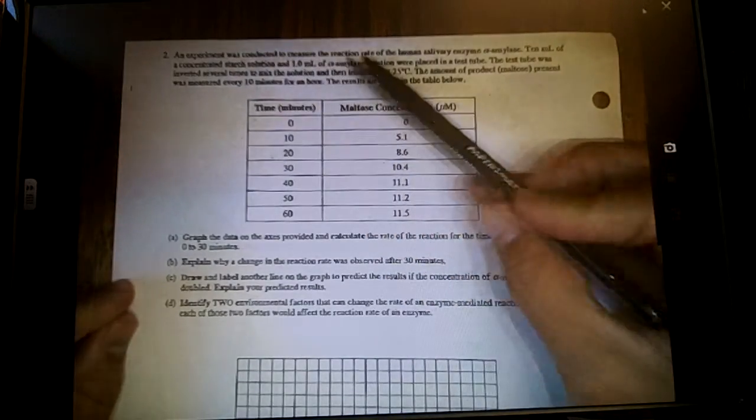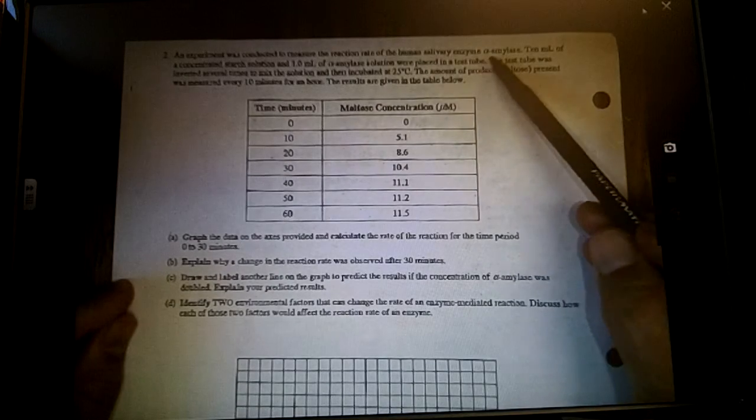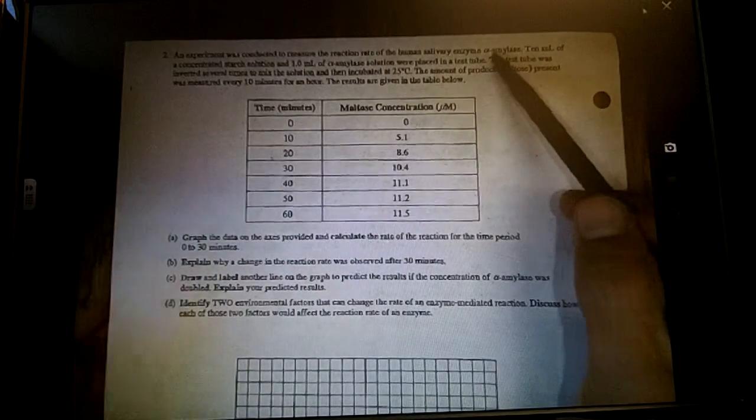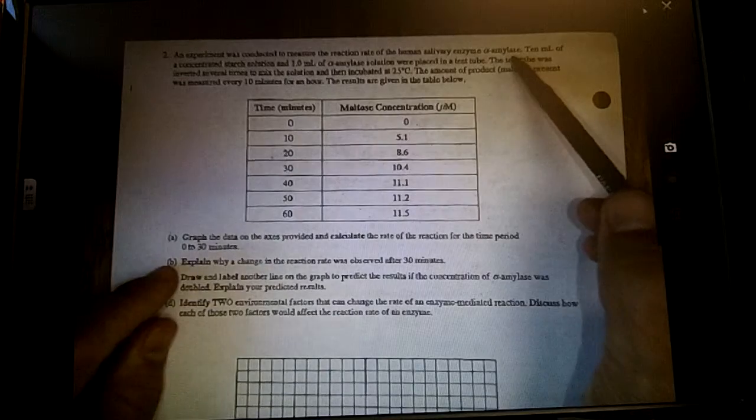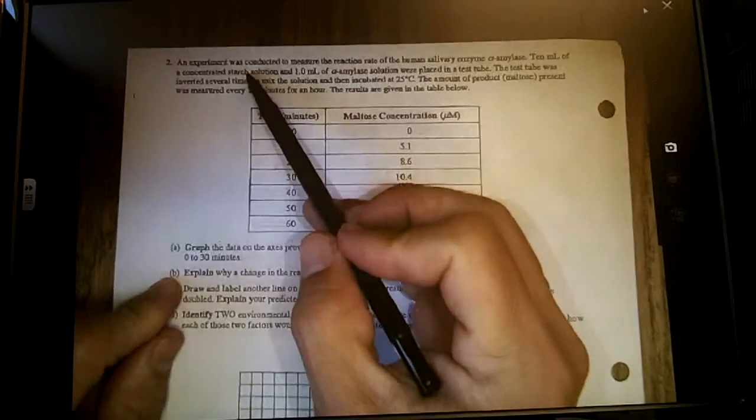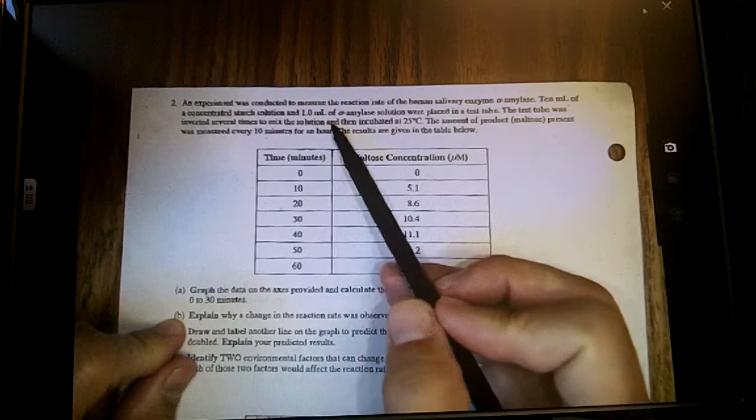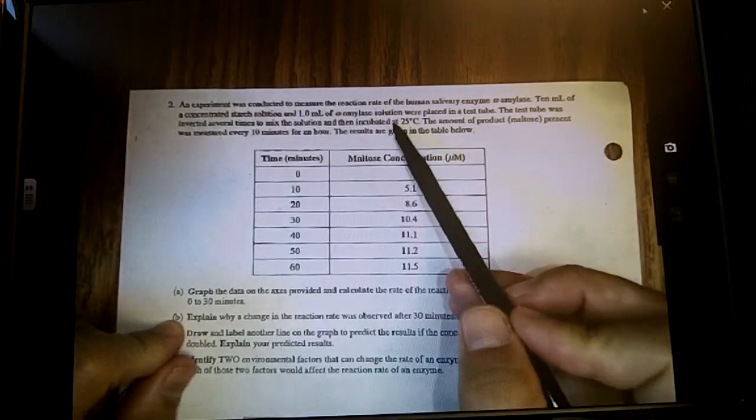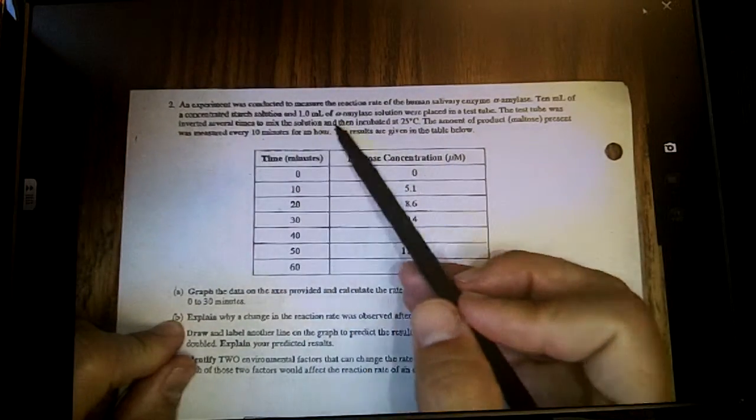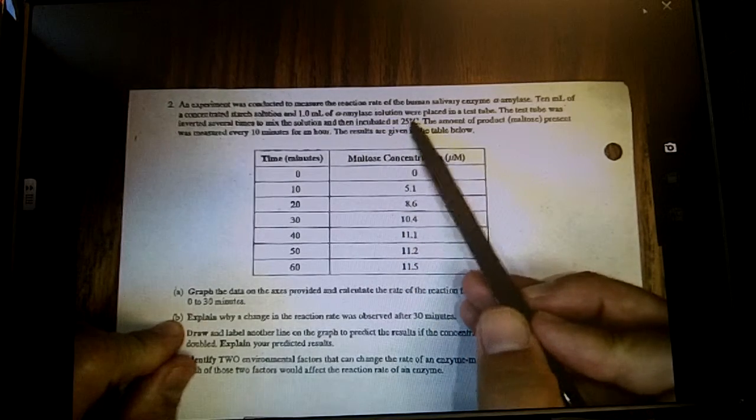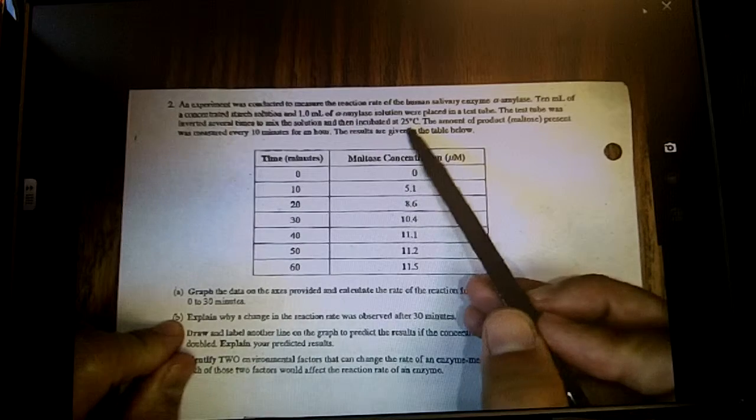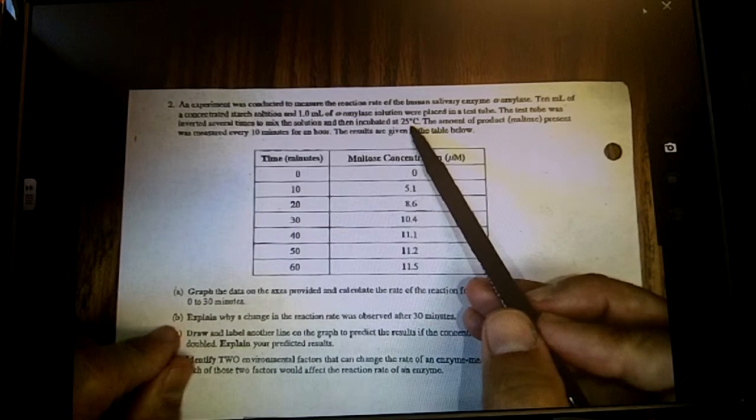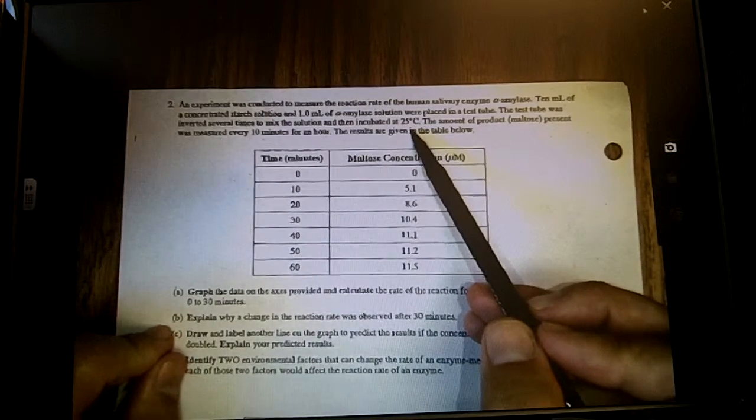An experiment was conducted to measure the reaction rate of human salivary amylase. It's an enzyme, and that's the enzyme that breaks down sugars in your mouth, believe it or not. So they said 10 milliliters of a concentrated starch solution and 1 milliliter of alpha amylase were placed in a test tube. So the amylase is going to break down the starch. Test tube was inverted several times to mix the solution and incubated at 25 Celsius. 25 Celsius is about room temperature, maybe a little bit warmer than room temperature. If you're wondering, your body temperature is 37 Celsius, I think. That's a good number to know.